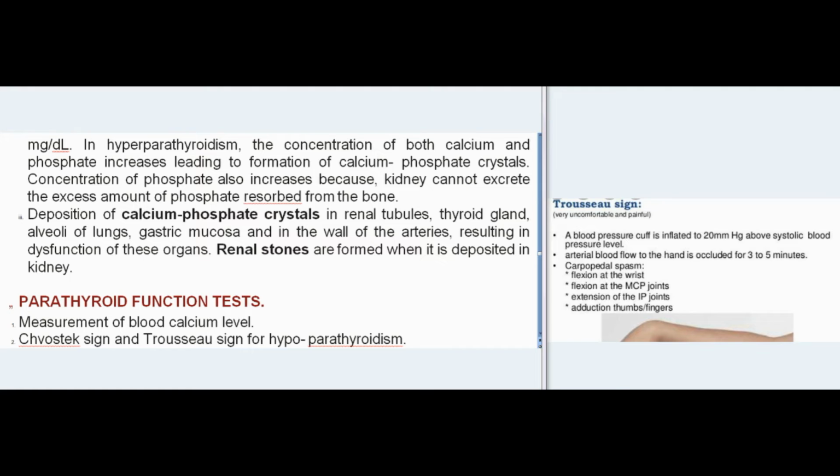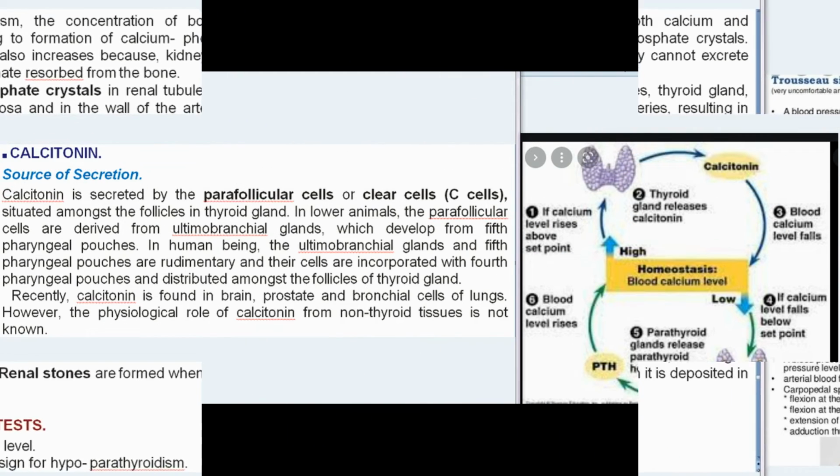Deposition of calcium phosphate crystals in renal tubules, thyroid gland, alveoli of lungs, gastric mucosa, and in the wall of the arteries, resulting in dysfunction of these organs. Renal stones are formed when it is deposited in kidney. Parathyroid function tests: measurement of blood calcium level, Chvostek sign and Trousseau sign for hypoparathyroidism.